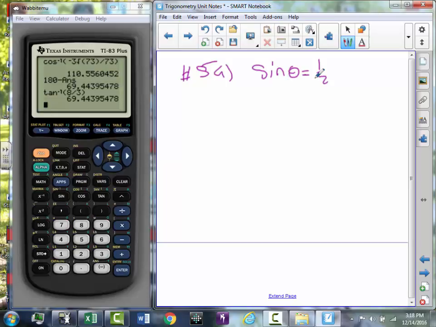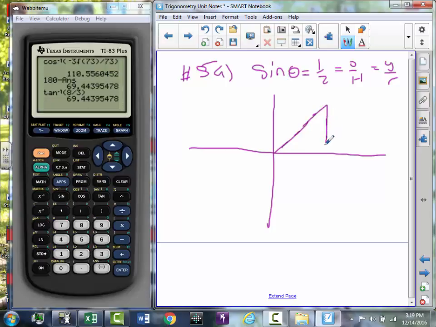Number 5A says find and sketch the 2 reference angles that are going to make sine of theta equal 1/2. The first thing you could do is plot a graph here. Sine is normally equal to opposite over hypotenuse, that's the traditional way, but our newer, better definition is that it's y over r. 1/2 means I would need a y value of 1 and an r value of 2.